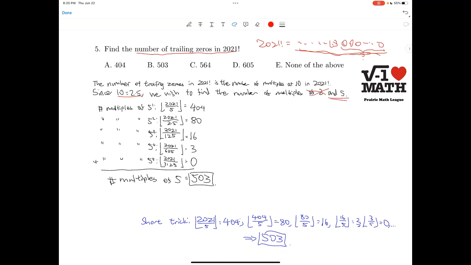There's far fewer 5's than 2's in 2021 factorial. So, to do this, we consider all the numbers 1, 2, 3, 4, 5, 6, etc., let's say until 24, 25, 26, 27. Now, notice that each multiple of 5 counts for one, but a number like 25 counts for 2 of them, because this is 5 to the 1, and this is 5 to the 2. So, how do we count this?